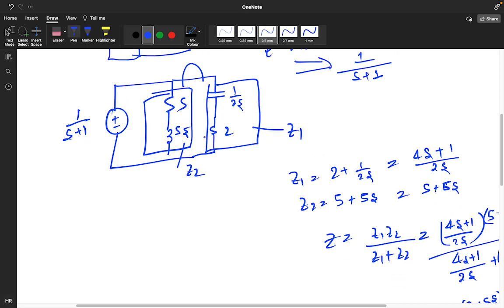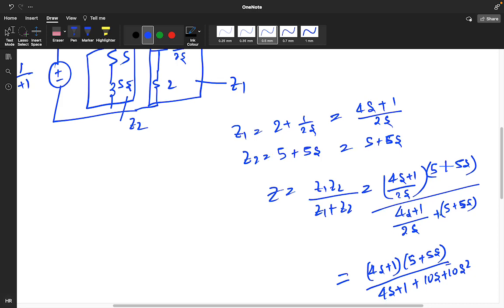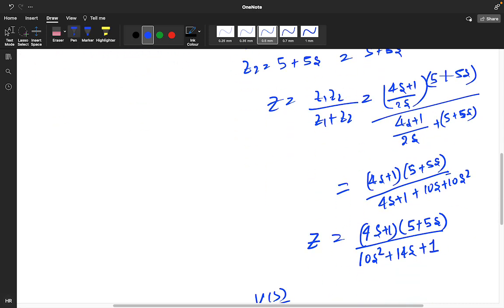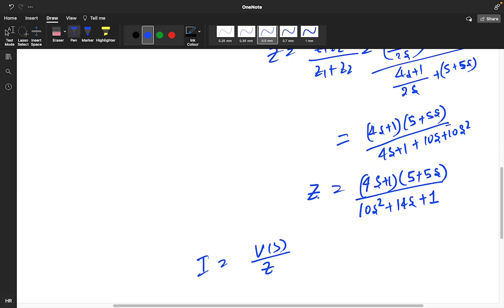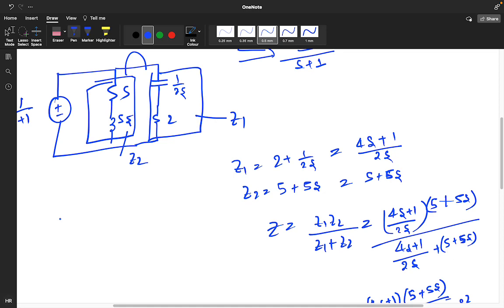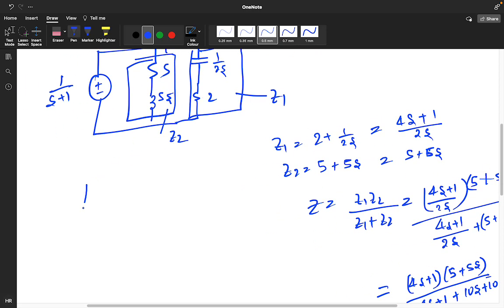Overall Z will be Z1 into Z2 divided by Z1 plus Z2. So we did the calculation and we got the value of Z equivalent, 4s plus 1 into 5 plus 5s. Okay, and the overall Z value is coming like this. And what will be the current? We got our Z value, meaning our circuit is like this, positive negative 1 by s plus 1.